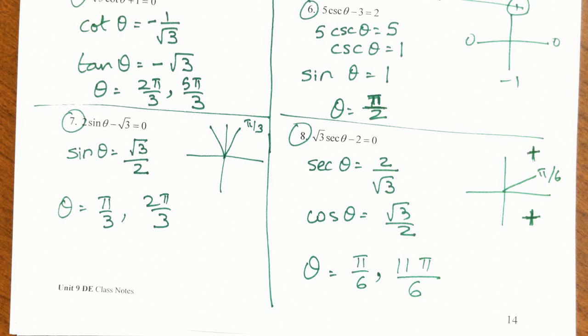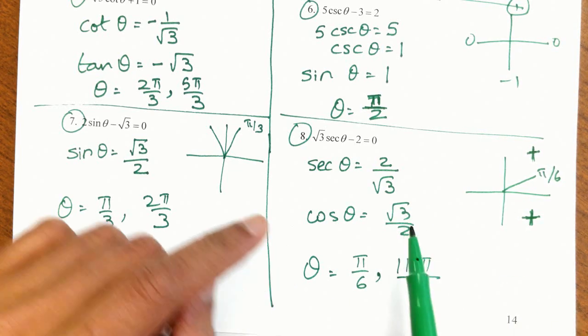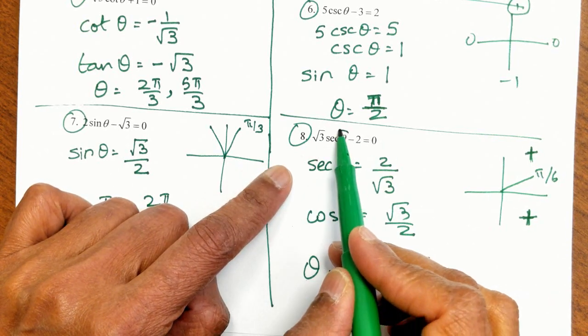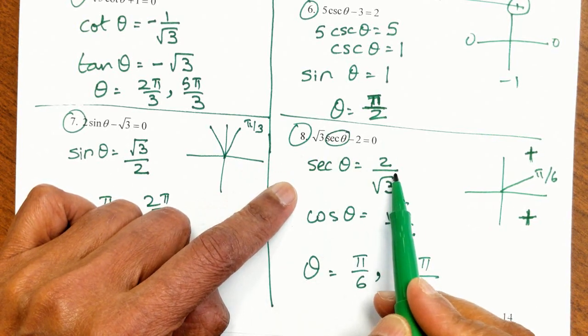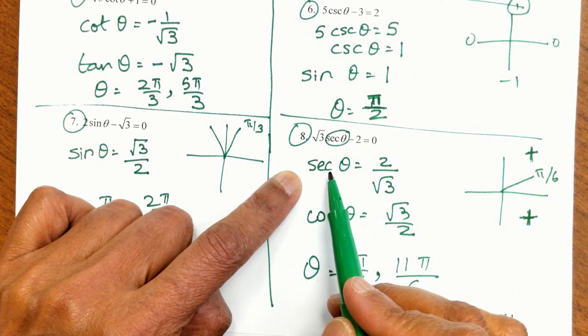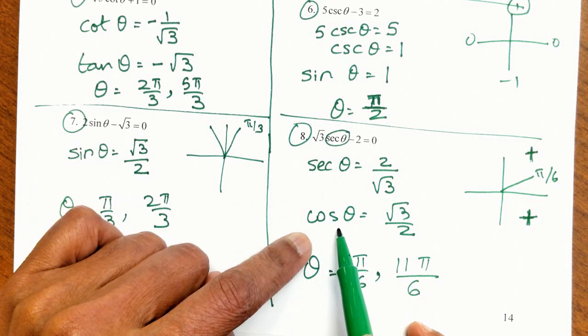Yes? I'm a little confused on how to get the other angle. Okay. In this one, for example, or tell me which problem? In general. In general, okay. So let's talk about 8. Your goal is to get secant theta by itself. You got that part. Yeah. And then because I like to work with sine cosine, I rewrite this as cosine theta. Yeah. You got that part also.